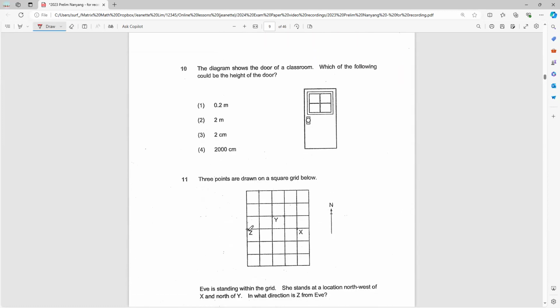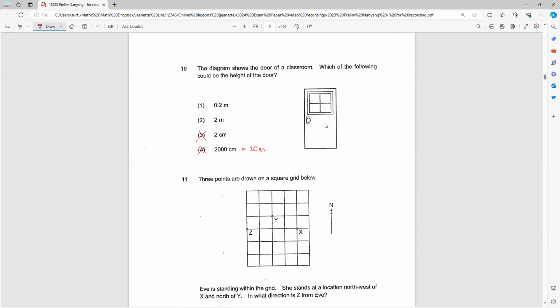Question 10. Diagram shows the door of a classroom. Which of the following could be the height of the door? Okay, you can also do elimination for this question. Okay, what is definitely out? 2 cm is definitely out. That's way too small. 2,000 cm, every 100 cm is 1 meter. So 2,000 will be 20 meters. So you know, a height of a person is like 1 point something meters only, right? You can't have like a 20 meters tall door. So this is out.